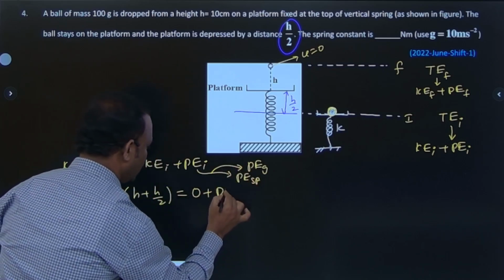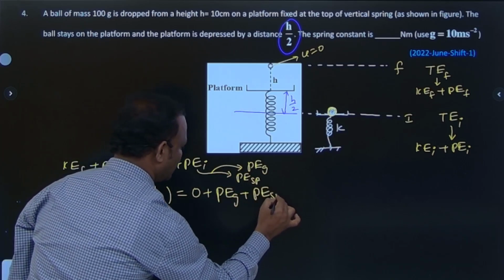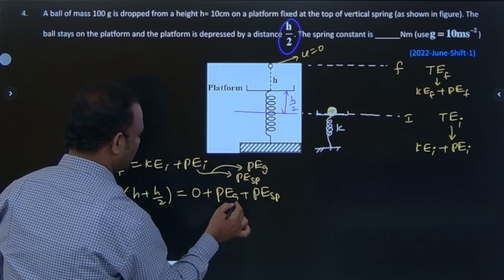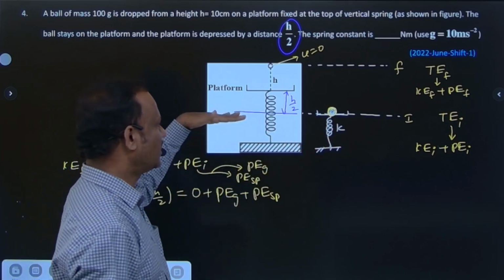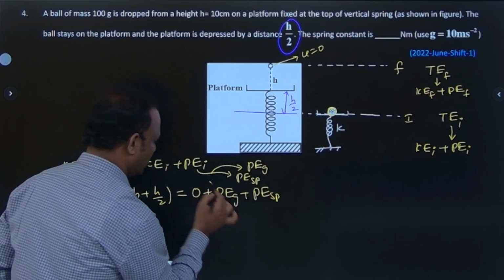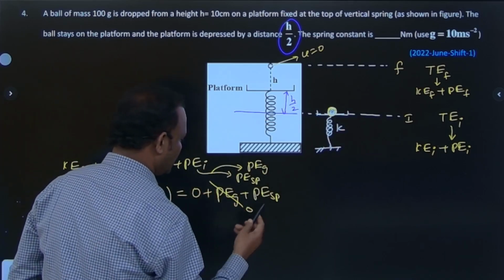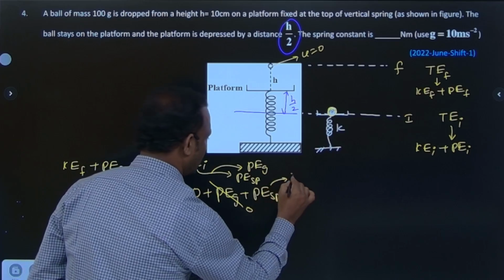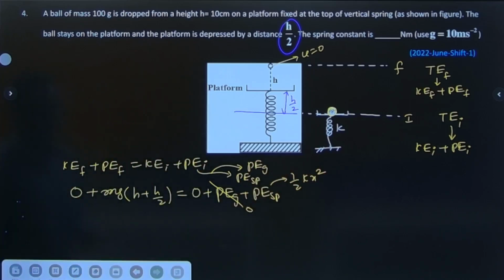So potential energy due to gravity plus potential energy due to what? It's a spring. So this is what I'm taking as the initial frame. Initial frame means ground frame. Ground frame means its potential energy is 0. Okay, this one also 0. So now the potential energy of the spring is what? Half k x square. Now we can substitute this.